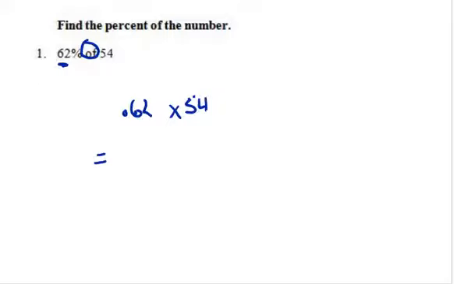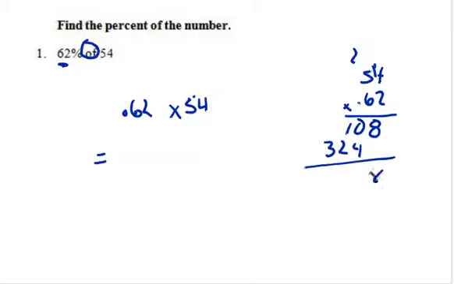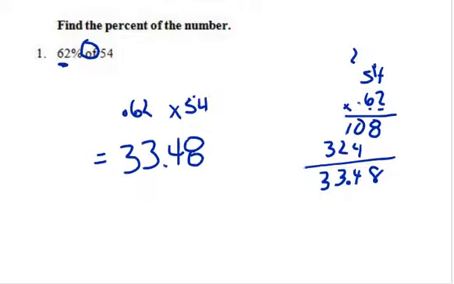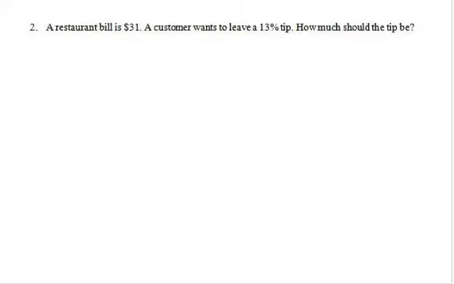We'll go off to the side, 0.62 times 54. 2 times 54 is 108. And 62 times 54: 6 times 4 is 24, plus 2 is 26... 6 times 5 is 30, plus 2 is 32. Add it up. I got 2 numbers to the right of the decimal point, so I need 2 numbers to the right in my answer. So 62% of 54 is 33.48.